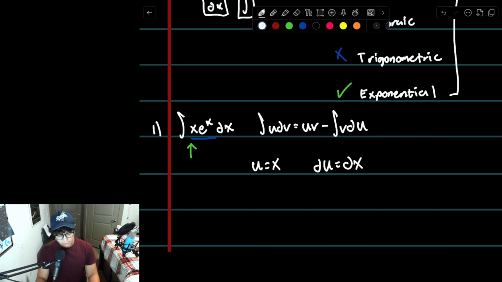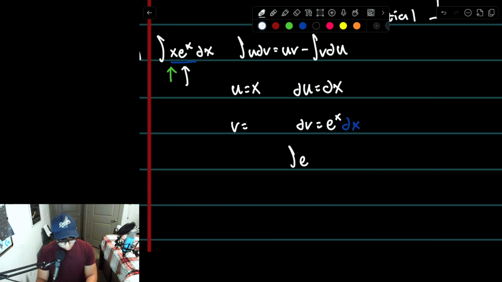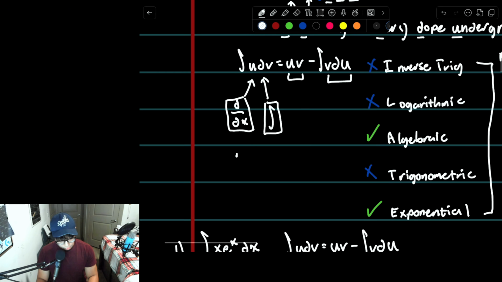Our next step is to find our dv, which in this case is e to the x, because that's what's left in this. We already used up the x, so the rest of the problem is e to the x dx. And our v is going to be the integral of our dv. So we know the integral of e to the x is just e to the x. And how this relates to what I explained earlier is that, remember, our u is going to be what we want to differentiate or take the derivative of, and our dv will be something that we want to integrate.